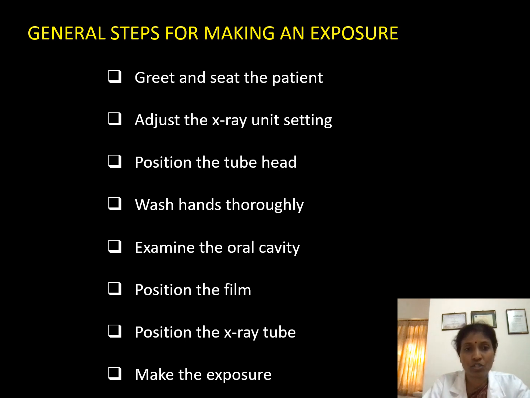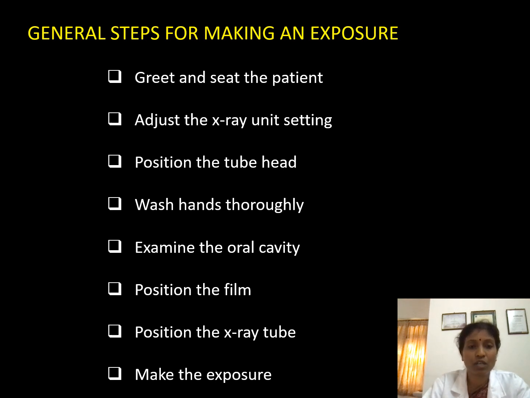Then explain the procedure to the patient. Adjust the X-ray unit settings, the three parameters: the kVp, the mA and the exposure time. Every time the exposure time has to be changed depending upon the anatomical location. Then the position of the tube head: adjust the tube head on the side where you are examining. Then examine the oral cavity.